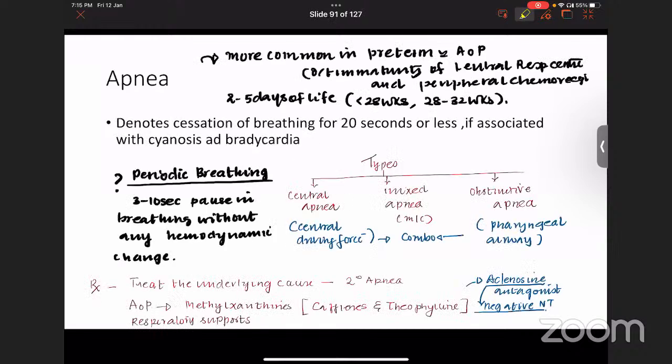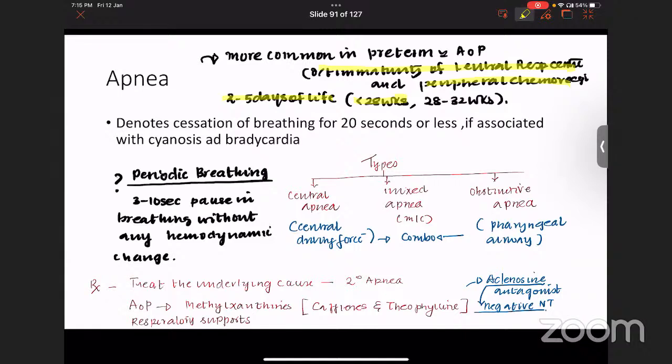So what is apnea? This is more common in preterm, that is known as apnea of prematurity. The main reason is due to the immaturity of central receptors and peripheral receptors, and also the brain. It's most commonly seen at the age of 2 to 5 days of life. And if the age is less than 28 weeks, 80% of the time the child will develop apnea of prematurity. And most commonly it is seen in 28 to 32 weeks.